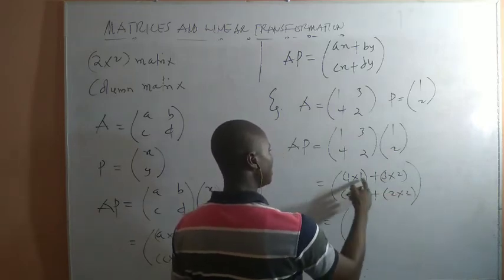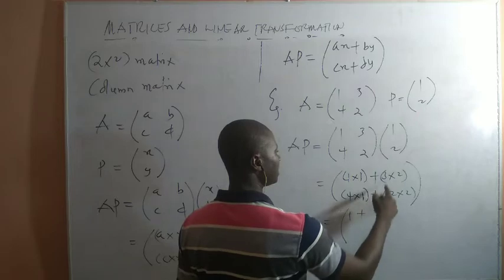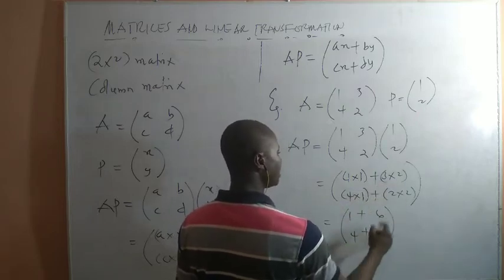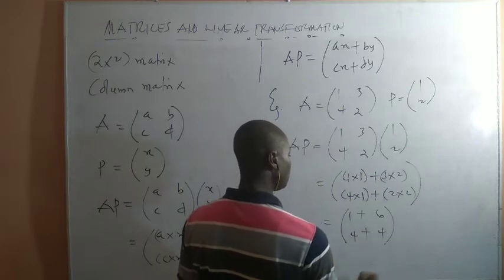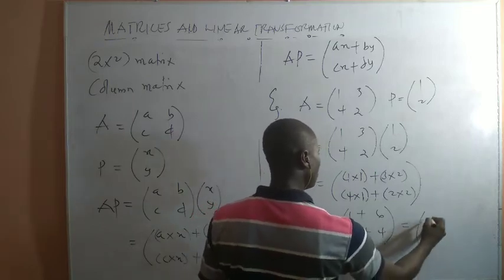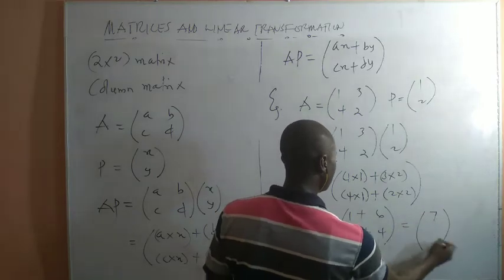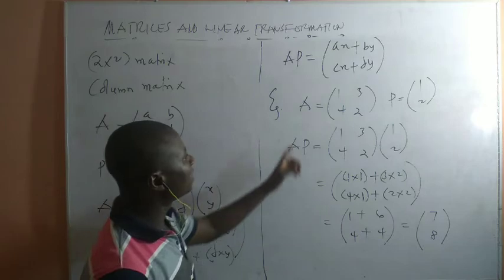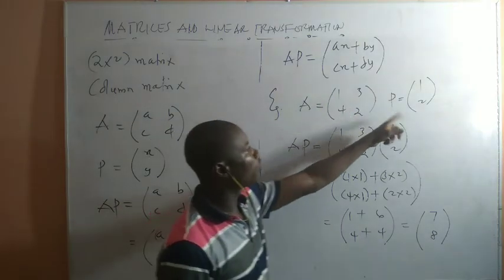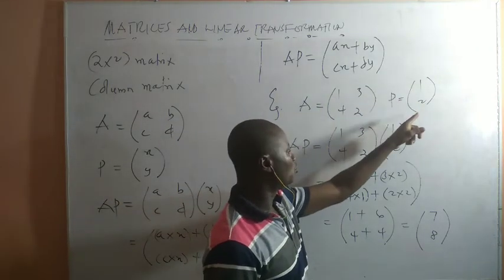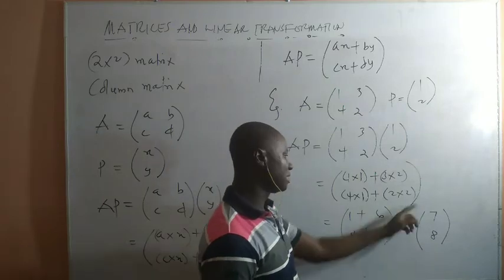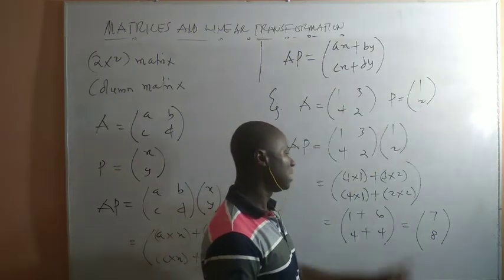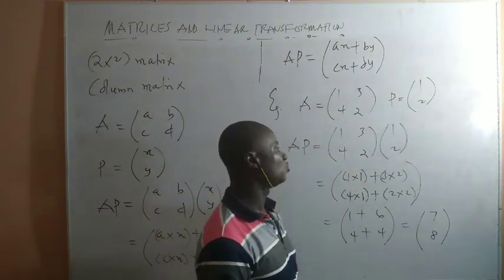And this will be equal to 1 times 1 is 1 plus 3 times 2 is 6, 4 times 1 is 4 plus 2 times 2 is also 4. And this will be equal to 1 plus 6 is 7, then 4 plus 4 is 8. So when we multiply the 2 by 2 matrix 1, 3, 4, 2 by the column matrix 1, 2, the answer is also a column matrix, that is 7, 8. So don't forget, when you multiply a 2 by 2 matrix by a column matrix, the answer must be a column matrix, and that is what you are seeing.